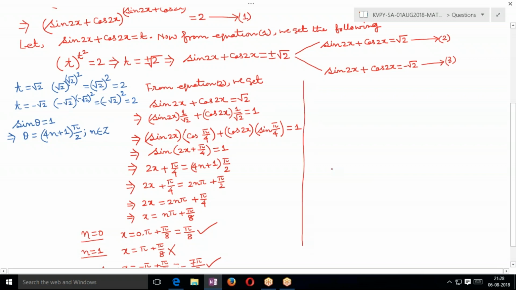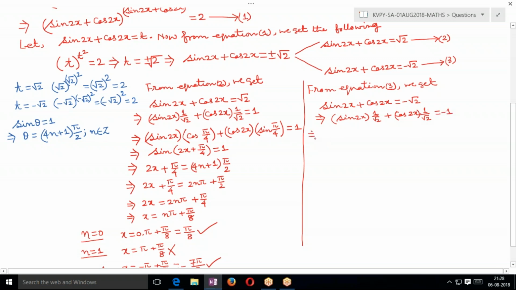So let me make a line here, and from equation 3 we get, in the same manner, sine 2x plus cos 2x is equal to minus root 2. This implies sine 2x into 1 by root 2 plus cos 2x into 1 by root 2 is equal to minus 1.